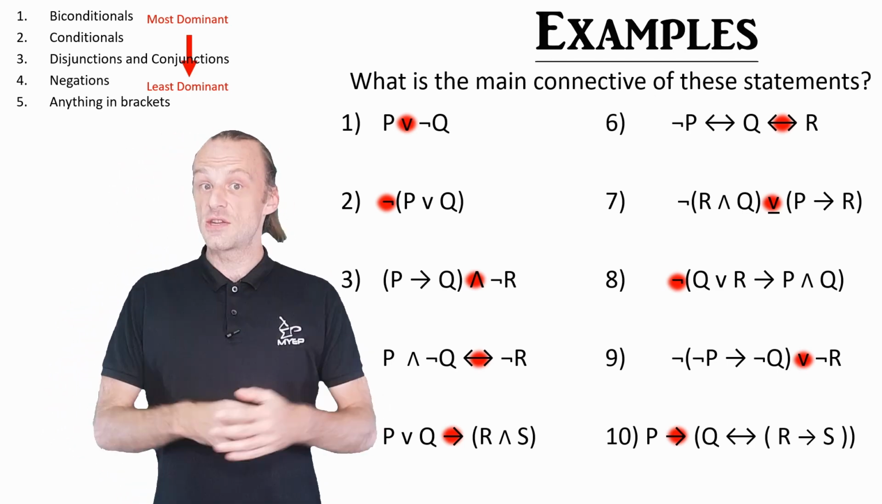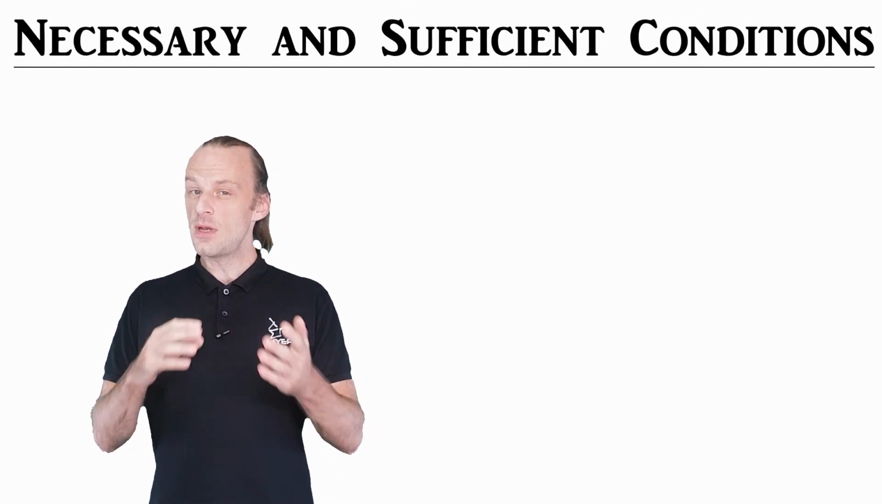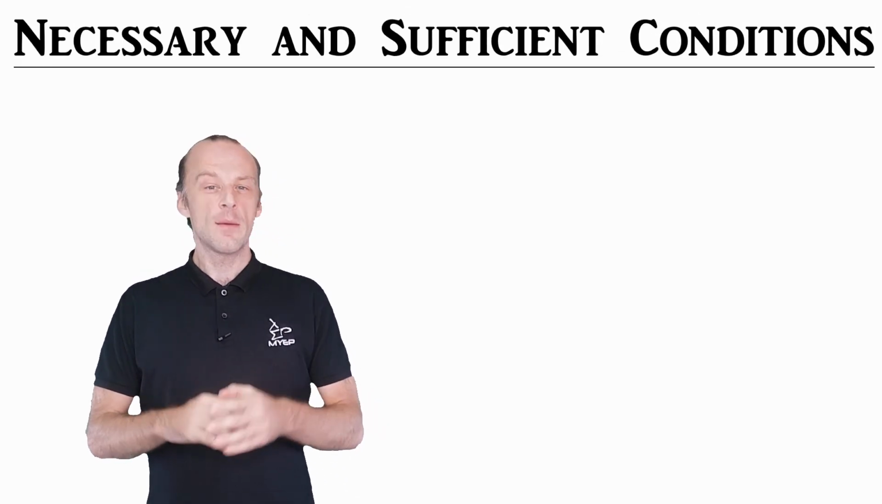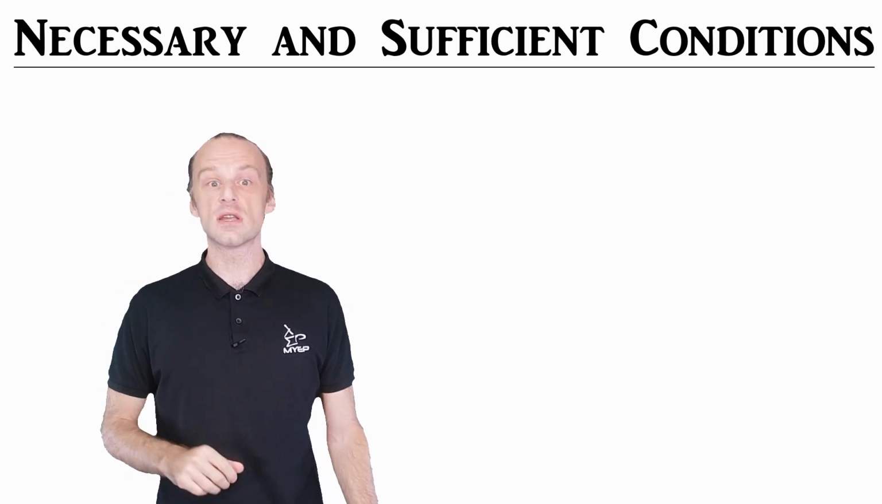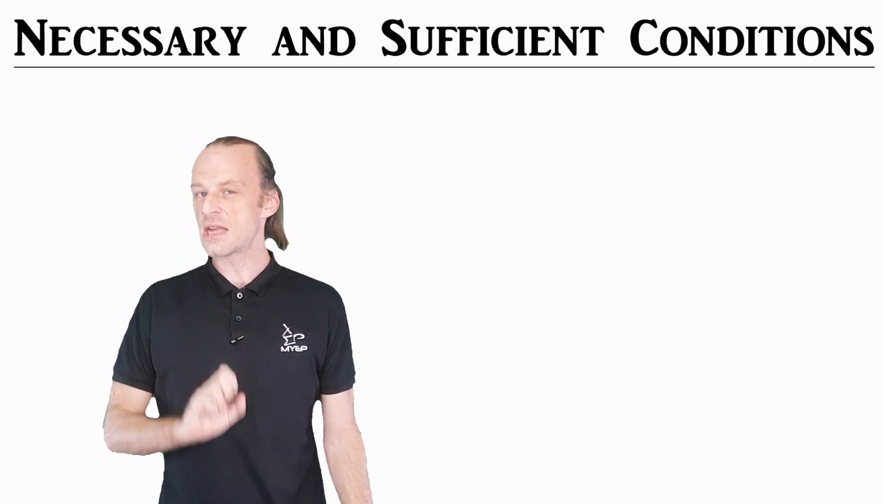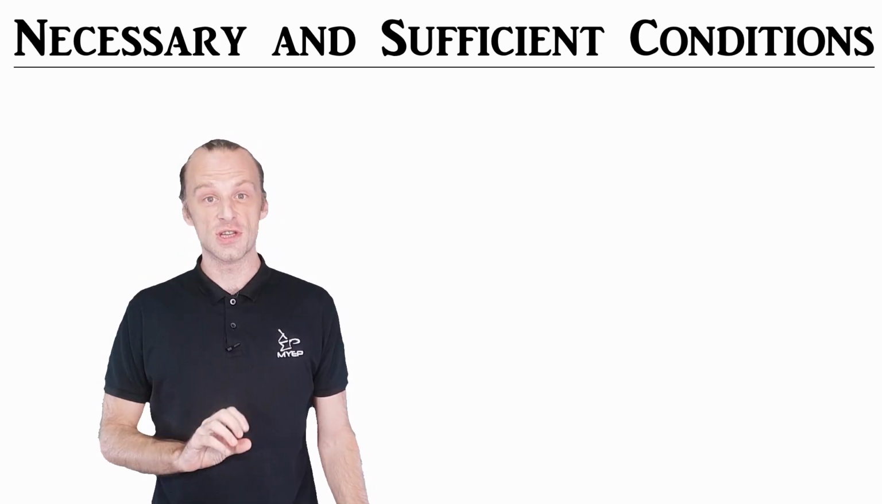Now let's come back to conditionals with a little bit more detail. We've learned about the conditional and the biconditional, and we learned how their truth tables look, but how are they related to each other? This leads us to different types of condition, necessary conditions and sufficient conditions.